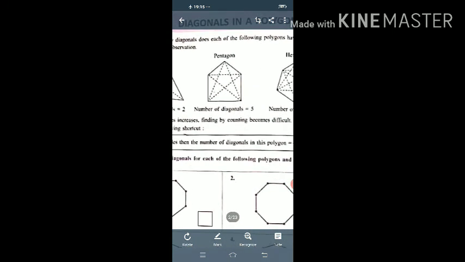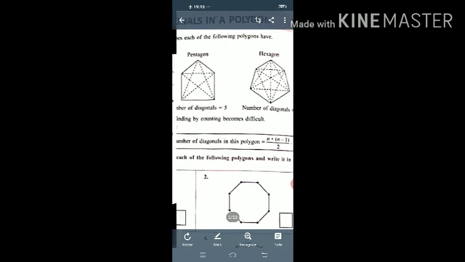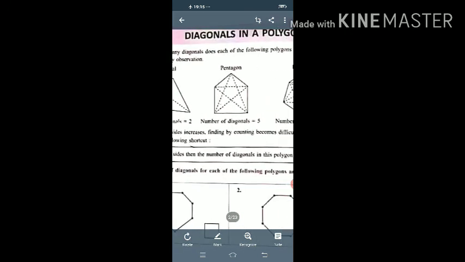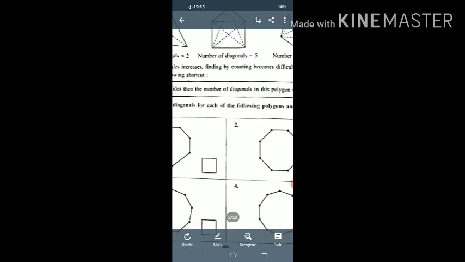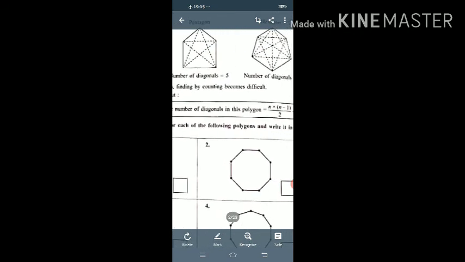So if a quadrilateral has 4 sides, we will get the answer 2. For a pentagon, which has 5 sides, how many diagonals does it have? 5 into 5 minus 1, that is 4. 4 divided by 2, then 5 into 2 is 10. 10 minus 5, the result is 5. So the number of diagonals will be 5. Is that clear, students? One way is to find the number of diagonals by drawing, but it may be a difficult task.